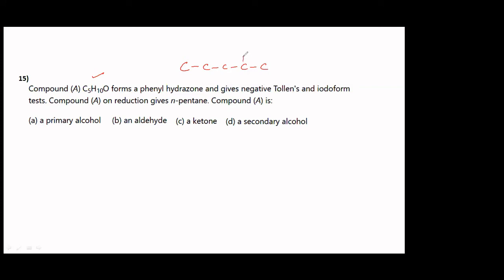Because if you put a double bond here, it has to give Tollens reagent test. So this cannot be the compound. If you put a double bond O in the middle carbon here, this doesn't give Tollens reagent test, but it gives phenyl hydrazone. Hence, this should be the compound. Compound A has to be this compound, 3-pentanone, isn't it? Okay. Any doubt here? No, ma'am. Okay. Let's move on to the next one.